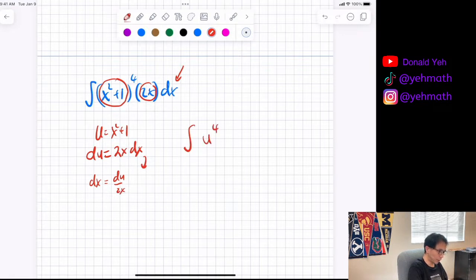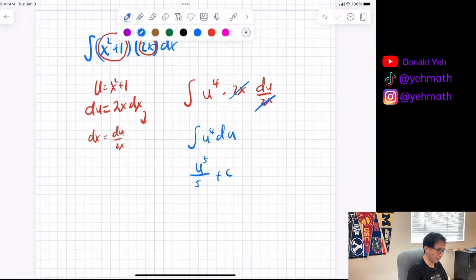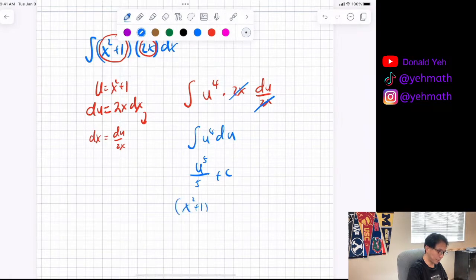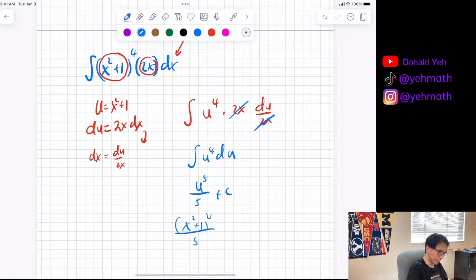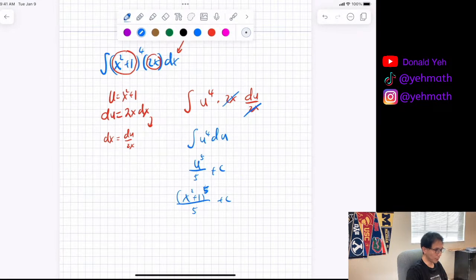See, this is u to the 4. Now I'm going to have 2x, but dx I'm going to change to du over 2x. So this is going to cancel out. That's going to be u to the 4 du. And this is u to the 5 over 5 plus c. And then it's going to be x squared plus 1 to the fifth power over 5 plus c. Now, if you think about it, if I take the derivative of this, the 5 and 5 are going to cancel. It's going to be x squared plus 1 to the fourth power times the derivative inside, 2x.